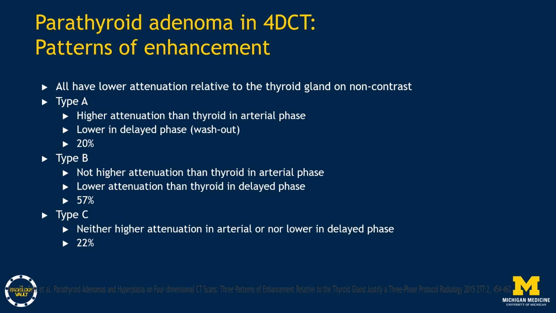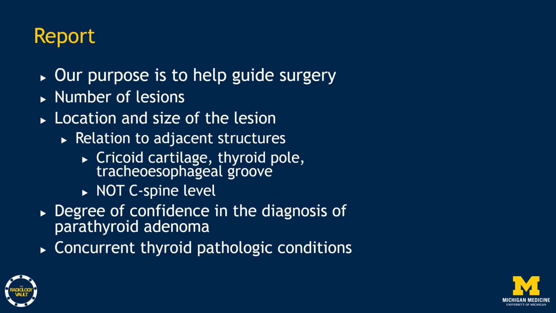And finally, there's a type C, where it neither shows higher attenuation than the thyroid gland in the arterial phase, nor lower attenuation than the thyroid gland in the delayed phase. Now you've found a lesion, it's time to write our report.